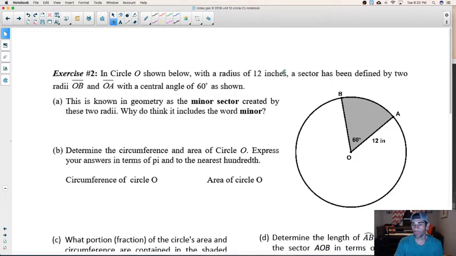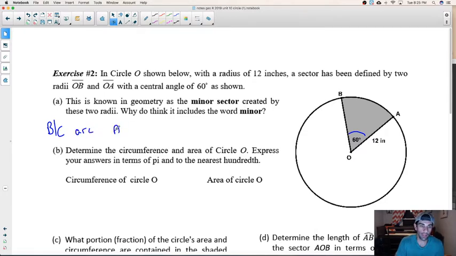So here's our first example. In circle O, shown below, with a radius of 12, a sector has been defined by two radii, OB and OA, with a central angle of 60 degrees. This is known in geometry as the minor sector, created by the two radii. Okay, so this right here is the minor sector. Why do you think it's the word minor? Anybody?